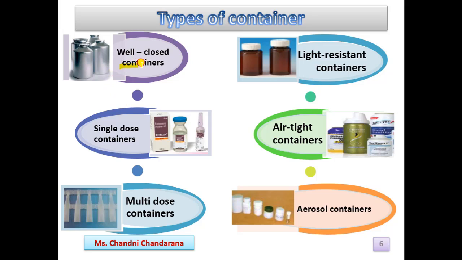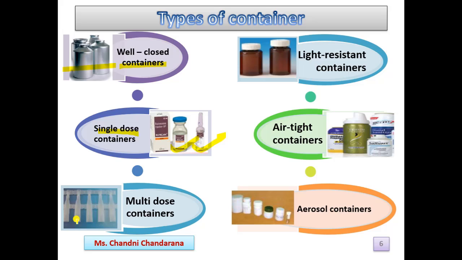First, the well closed containers. Now what is a well closed container? For example, here we can see that it protects the contents from loss during transportation. This kind of container, the well closed container, protects the drug during storage or sale. Then single dose container. Now what is single dose? For example, here we can see the ampoules and vials are single dose containers. These are containers which are used to supply only one dose of the medicament and generally hold the parenteral products. So these are the single dose containers.